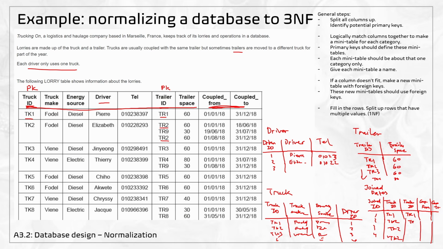So let's do TR2, TR9, and TR2. And we've got the coupled from dates and coupled to dates. So we've got 1st of January 2018, and then we've got up till 31st of December 2018. And we can just continue filling in this table. And there we go. That's this table also normalized to 3rd normal form.